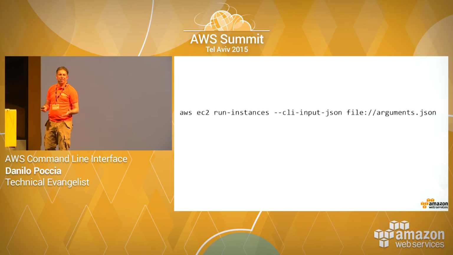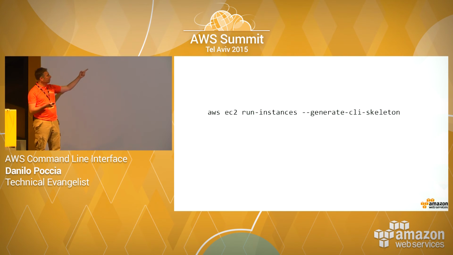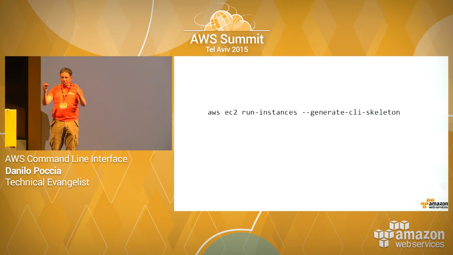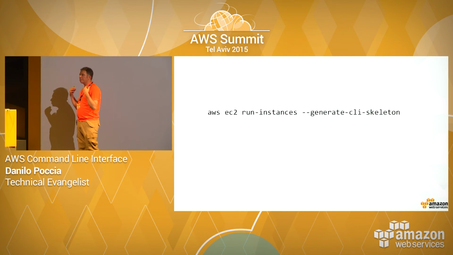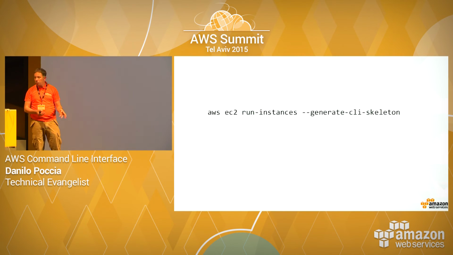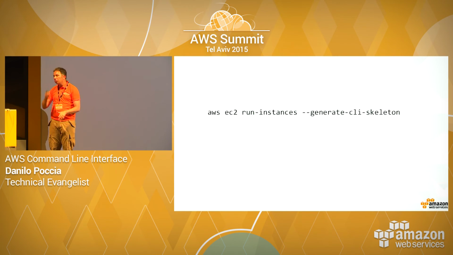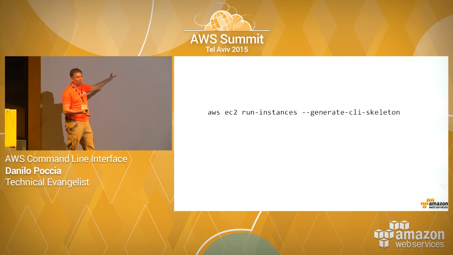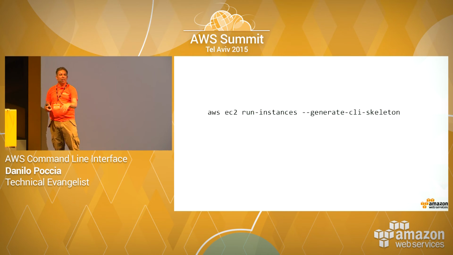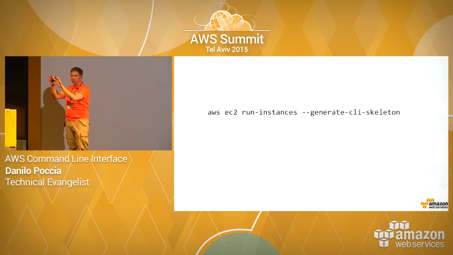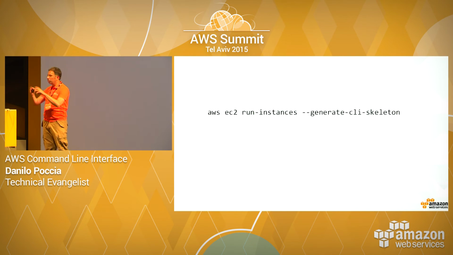I have to remember the JSON syntax the first time. That's why we also added another option, generate CLI skeleton, that will generate the empty JSON template for you and print it to standard output. So if you want to know how to launch an EC2 instance and you don't want to remember all the possible options, you just run EC2 run-instances, or any command, with generate CLI skeleton, then you send this to a file under TMP, for example, and you have the empty skeleton of all the JSON that you have to populate with the image ID, all the security groups, and then you can pass it as before.